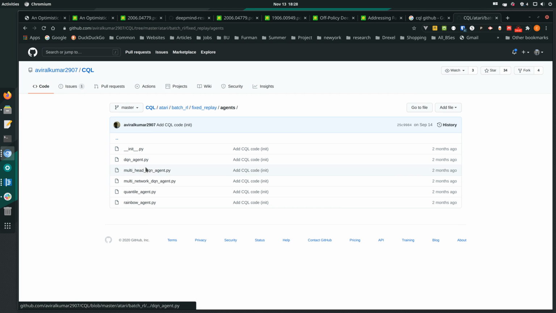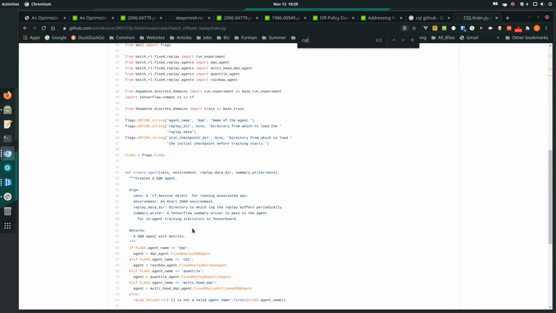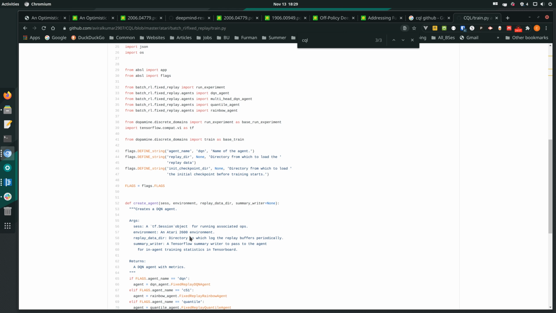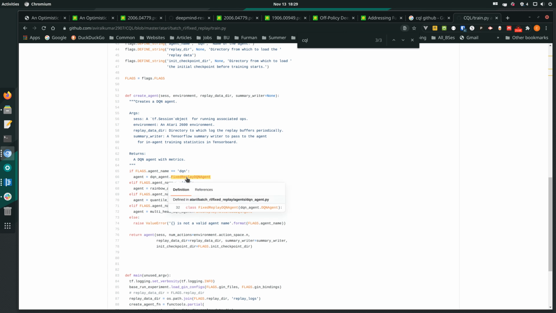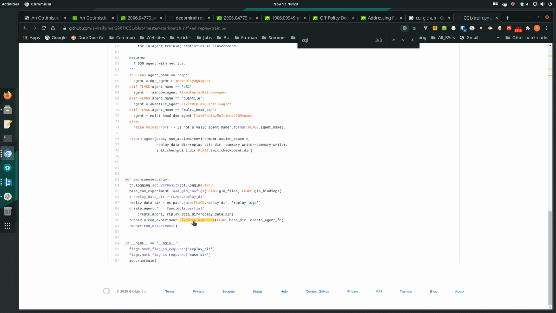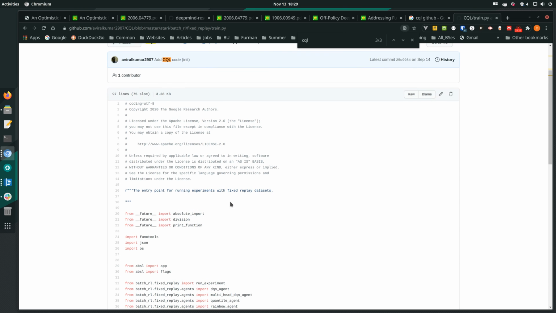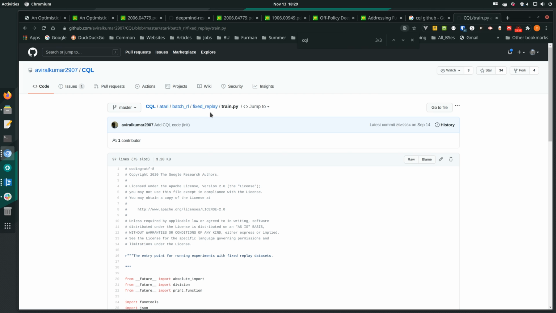Oh, I see. Maybe this is where CQL comes in. I believe they have a common training file where they can set what kind of agent they use to train, either DQN or QR-DQN, etc. But if you look at the agent names, it's DQN, fixed replay, Rainbow, quantile, multi-head DQN. Where is this CQL? I think I saw CQL training somewhere. CQL trainer. No. Supposedly this is CQL.